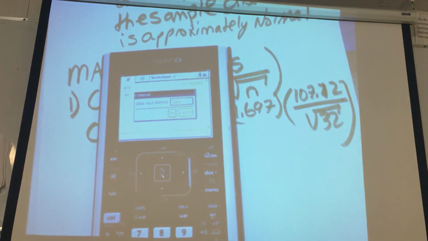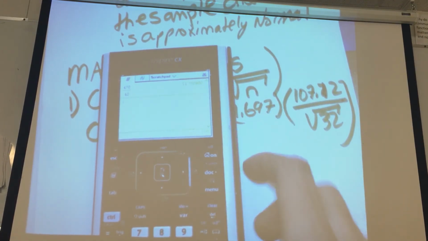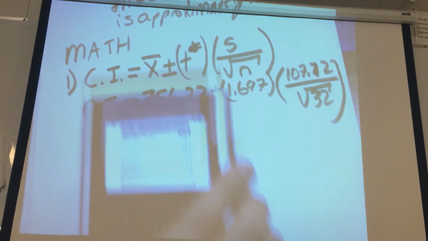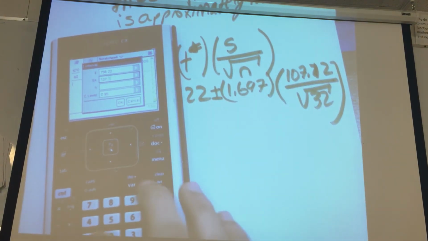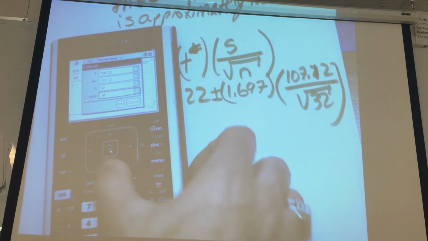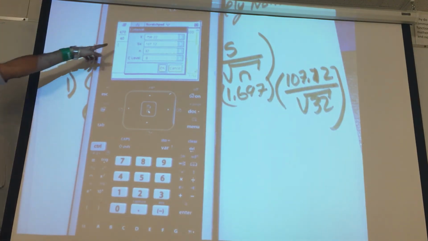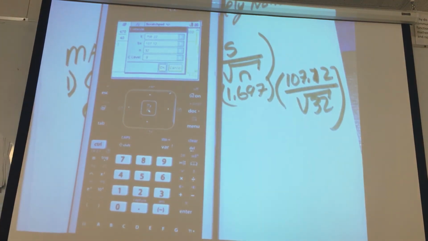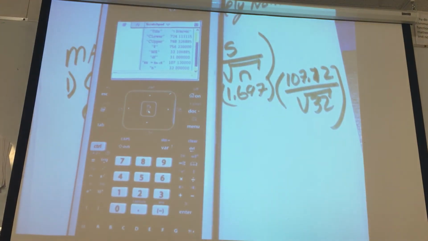And are we putting in data or stats? This time it's stats. So you're going to go to stats here and click OK. The X bar, put it in, 756.22. The standard deviation, 107.12. The N is 32. The confidence level is 0.9. And before I click OK, just verify again what's going on here. The X bar, we got this. Standard deviation, N, and then the C level.